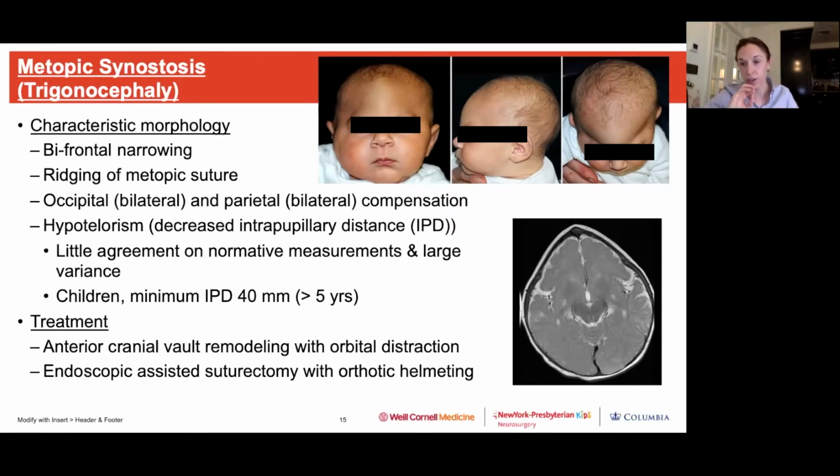The difference here is the age that the patient presents. If children present under the age of 4 months, you use endoscopy. If they present older than 4 months, you use an open cranial vault. And I'll show you what both of those modalities look like.